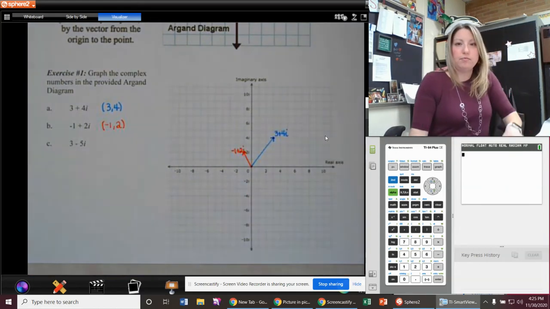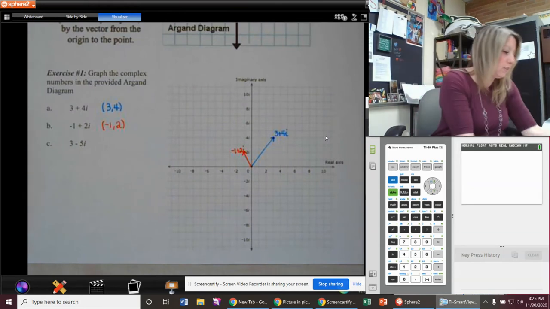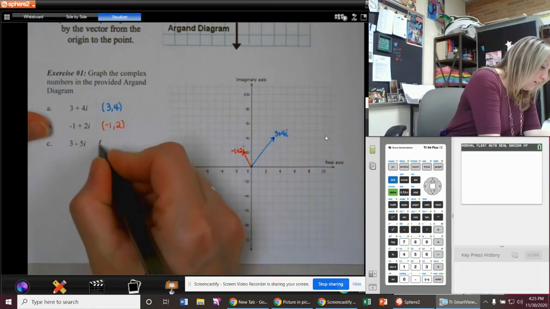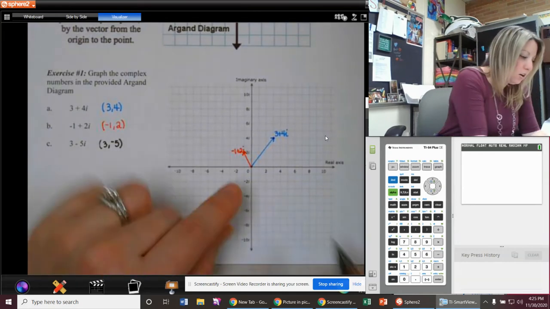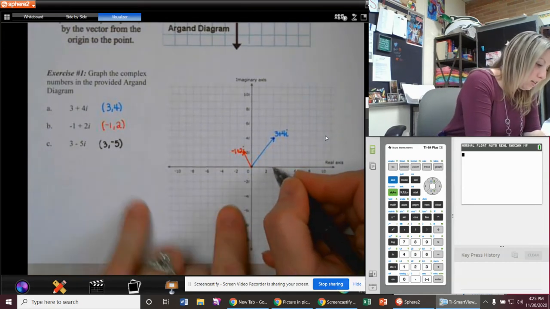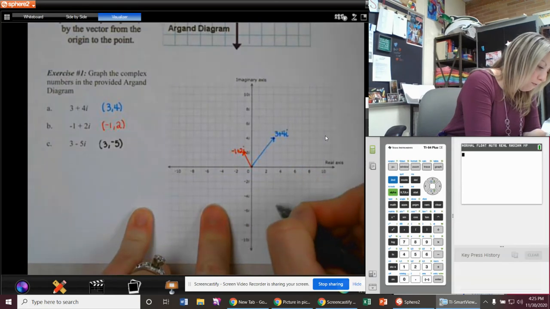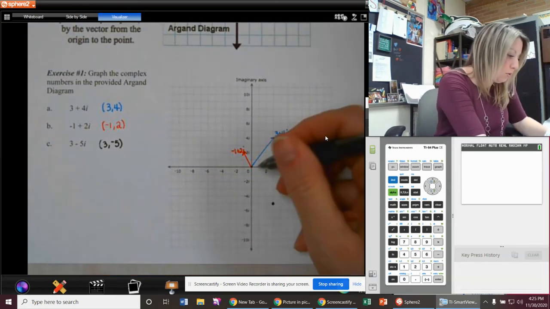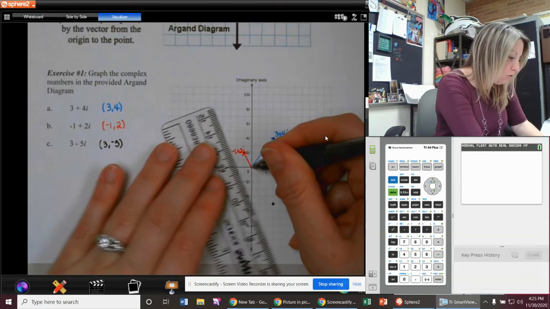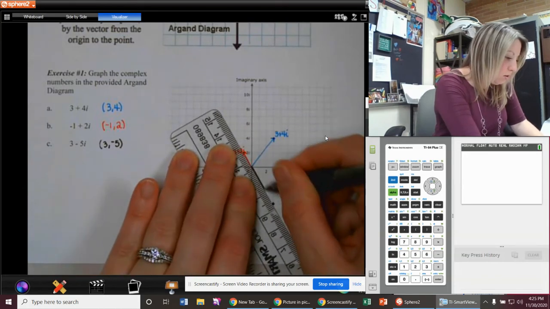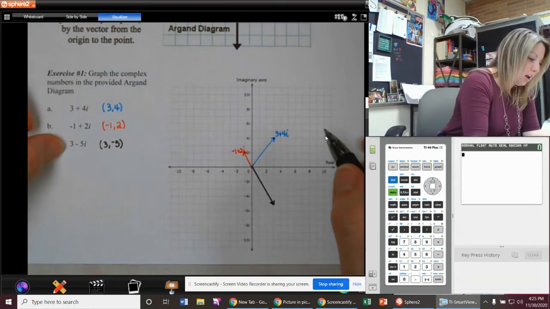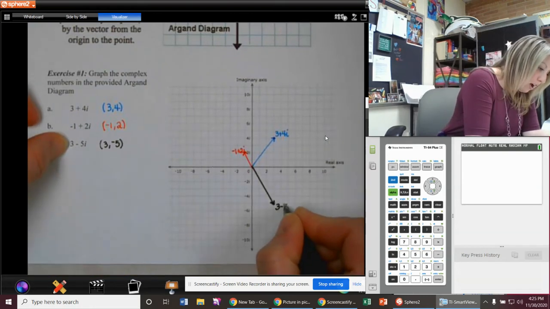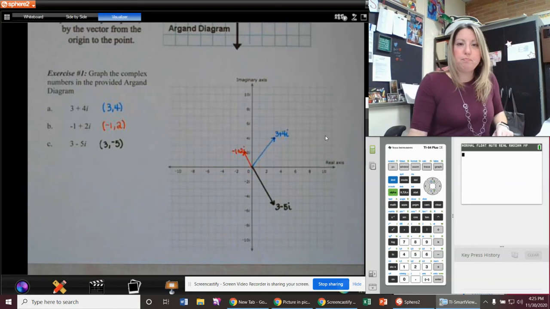Got it. Last but never least, 3 minus 5i is really 3 comma -5 as a coordinate. So 1, 2, 3, down 1, 2, 3, 4, 5. From 0, 0, use that straight edge. Arrow at the end, because that's my vector. That's where it stops. And 3 minus 5i is the label.